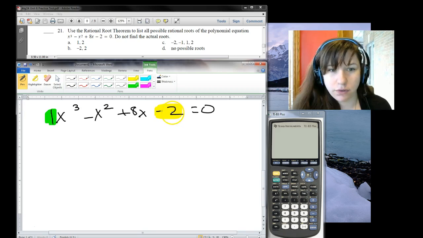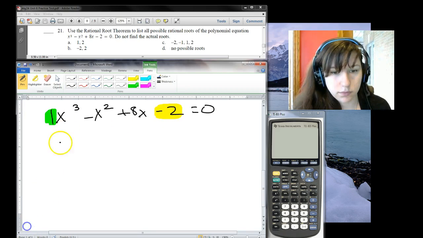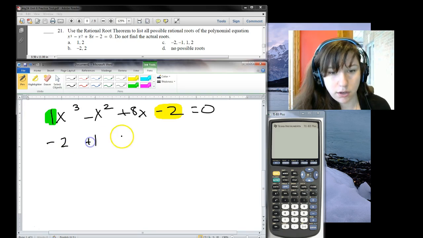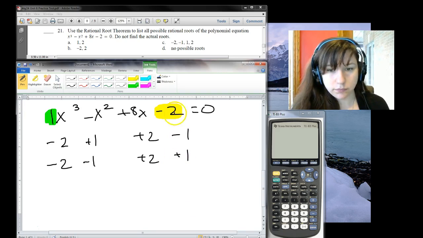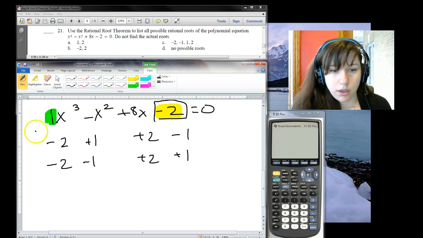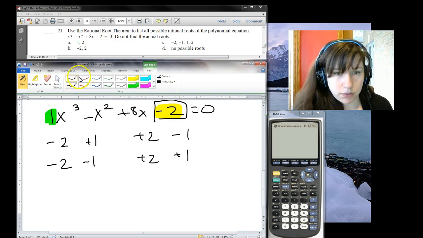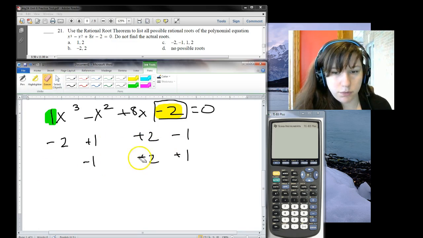So what are the factors for -2? I get -2 times a +1, or a -2 times a -1, or a +2 times a -1, or a +2 times a +1. Those are all the things I can multiply together to get -2. So let's eliminate the doubles. So essentially we're doing -2, +1, +2, and -1. Don't need to write them twice.